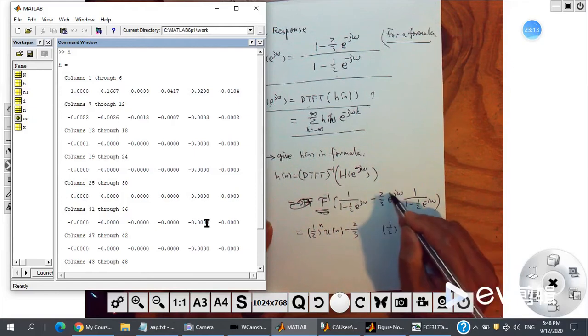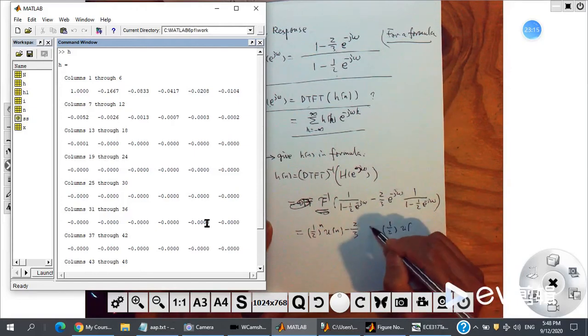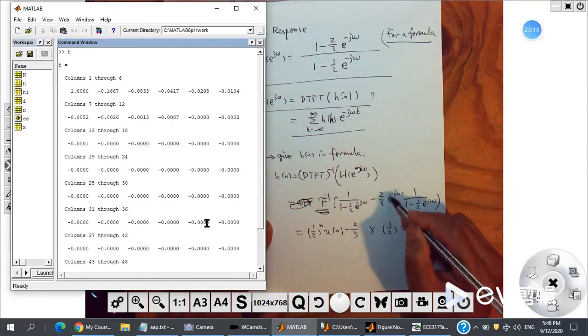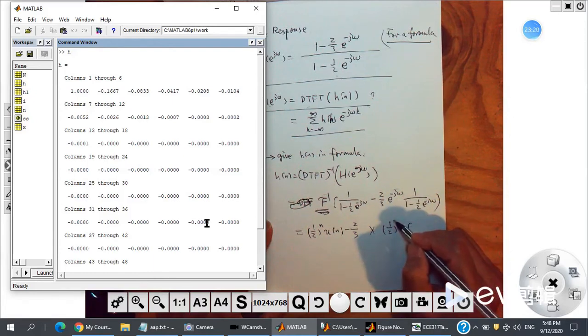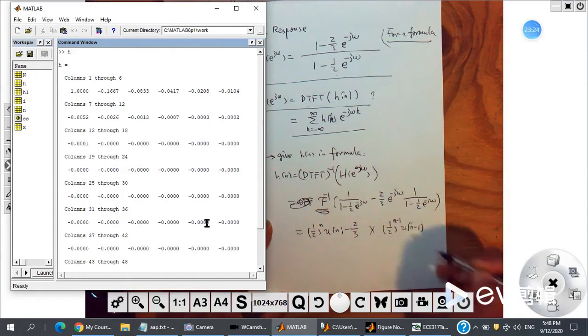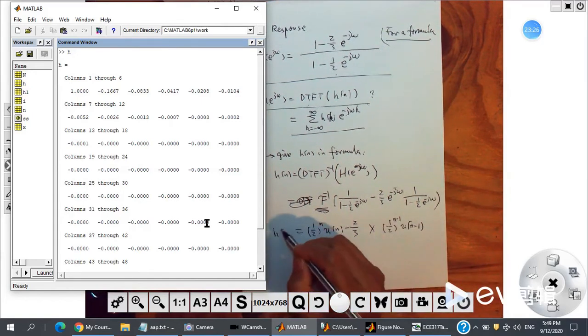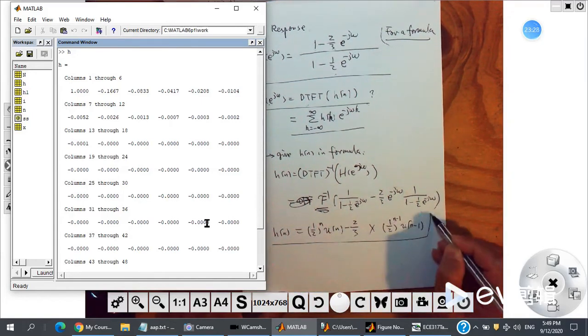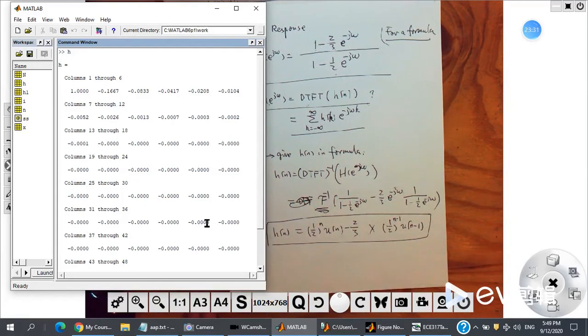But you multiply, you times this one. This one goes to the time domain, so you need to shift by 1. So minus 1 and minus 1. Okay, so you have h of n in formula. Alright.